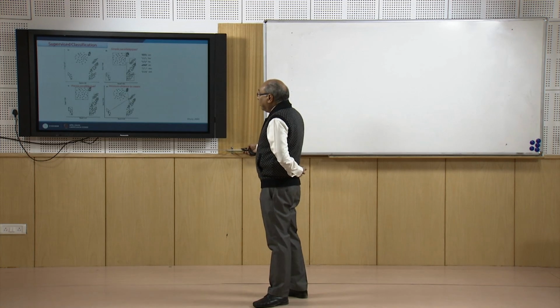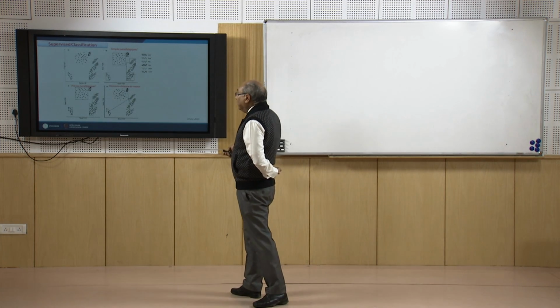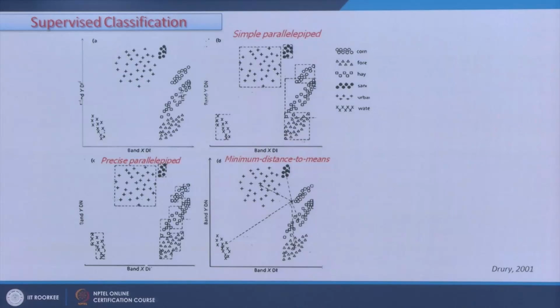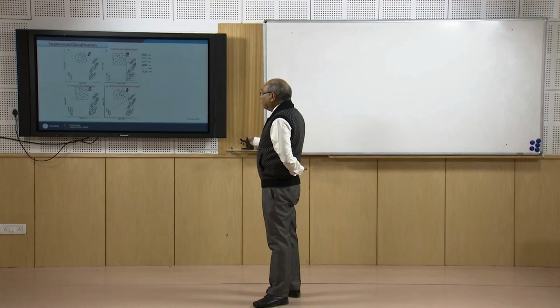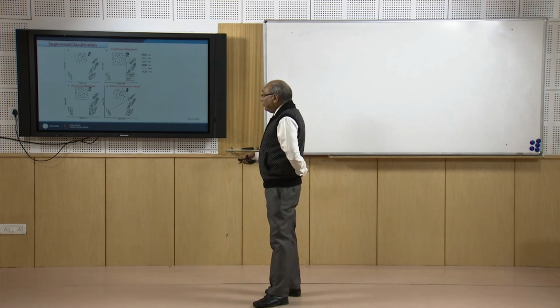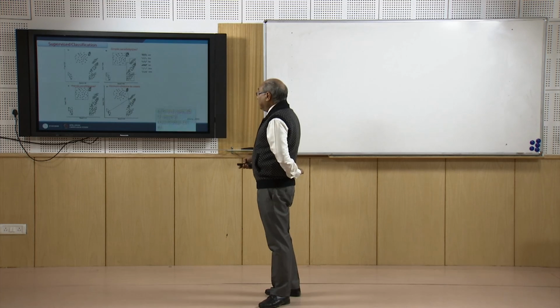but if I draw a circle or a maximum likelihood, then I will have an altogether different result, and therefore there will be some difference in the results. More precise, instead of simple parallelepiped classification where only rectangles or squares are drawn, I can draw some other types of boundaries and can have a more precise parallelepiped based classification.